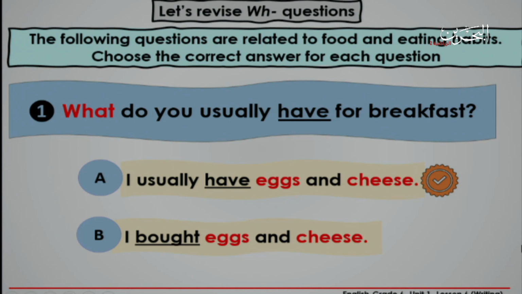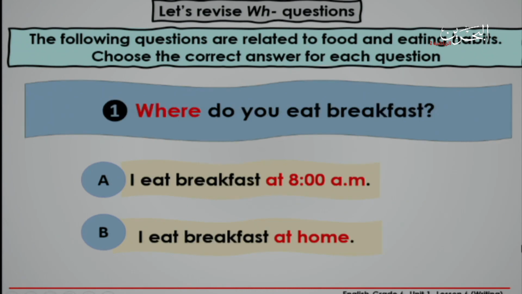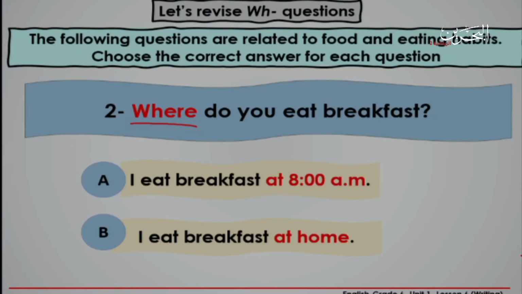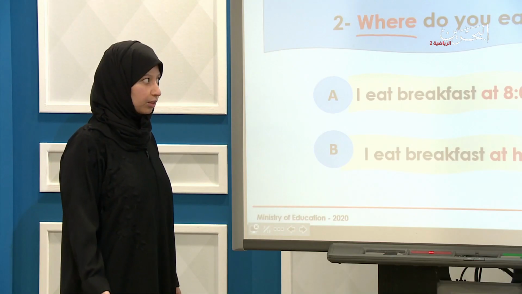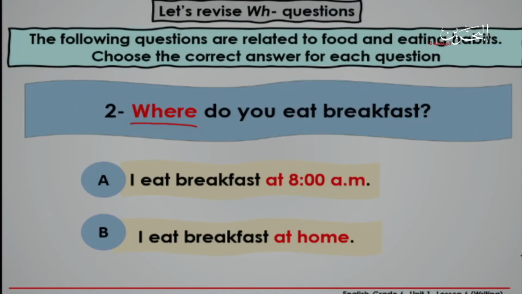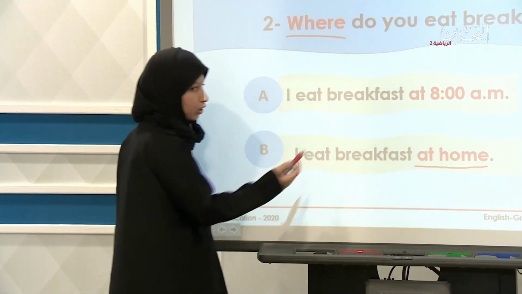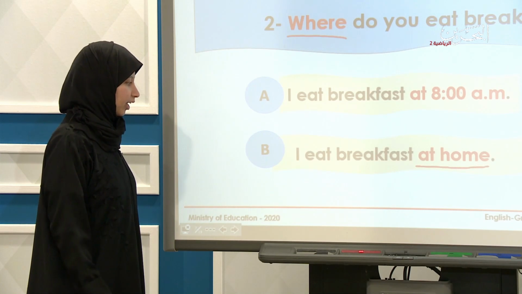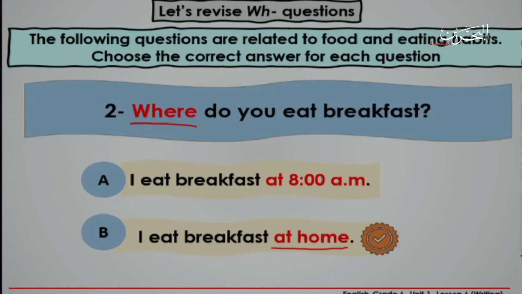The second sentence, we have got the question word where. We use where to talk about places. Where do you eat breakfast? We have got two options. I eat breakfast at 8 a.m. or I eat breakfast at home. Here, at home is the location, is the place. So the best answer is B. I eat breakfast at home.